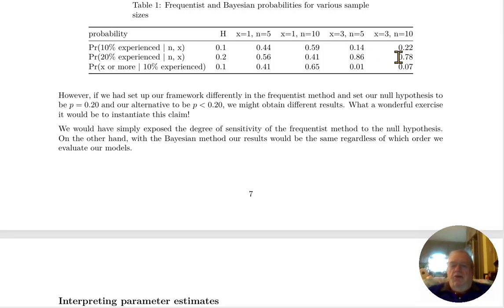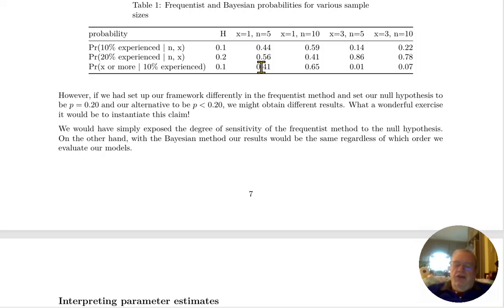So let's be clear about what happened here. As we increase sample size, we get this, and then we get this. And we increase it again, we get 14 to 86 and 22 to 78. Okay. So roughly the same idea.